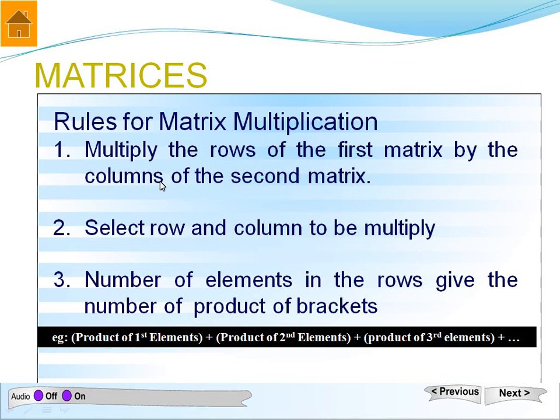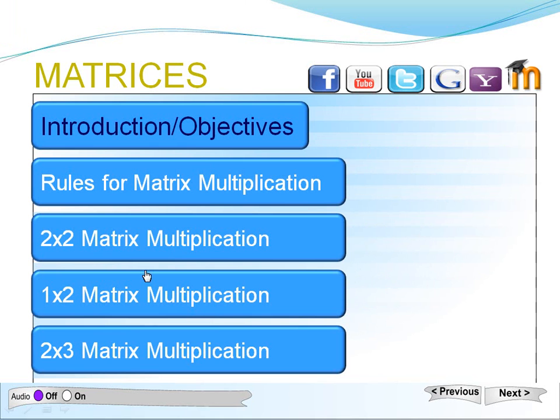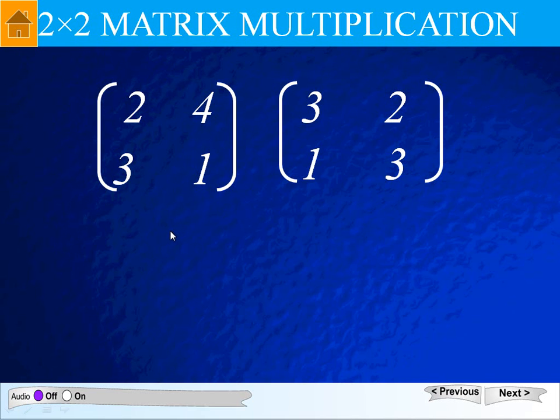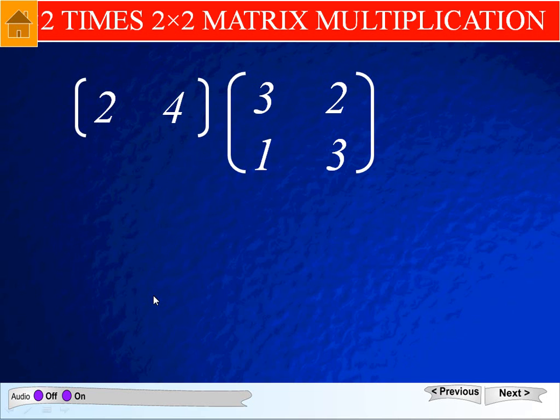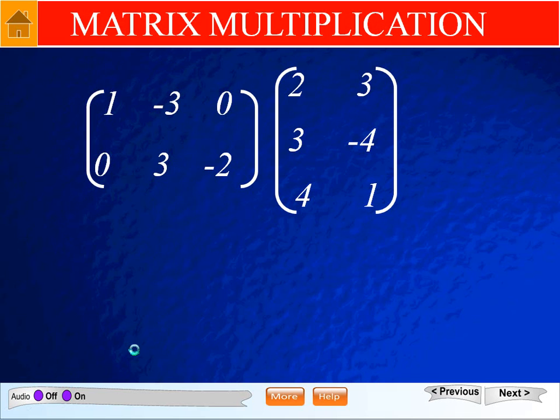There's a link also to the rule of matrices, and there's a link back to home here, and then different areas of the topic in terms of 2 by 2 multiplication, 1 by 2 multiplication, and a 2 by 3 multiplication to explain.